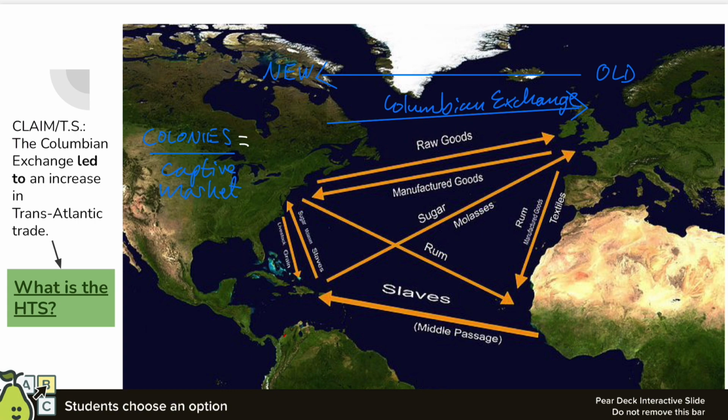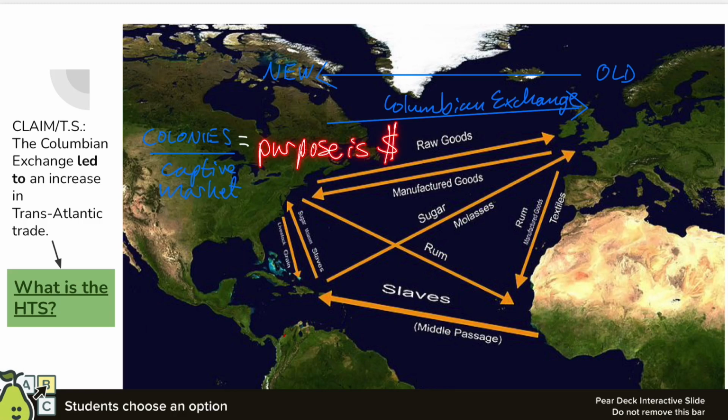Now we call these materials raw goods. Okay, they are not manufactured. They're found in nature, or they're mined, they're grown. And that's where we get into the third leg, where we go from the New World back to Europe. Now, the purpose of the colonies here is to enrich the mother country.